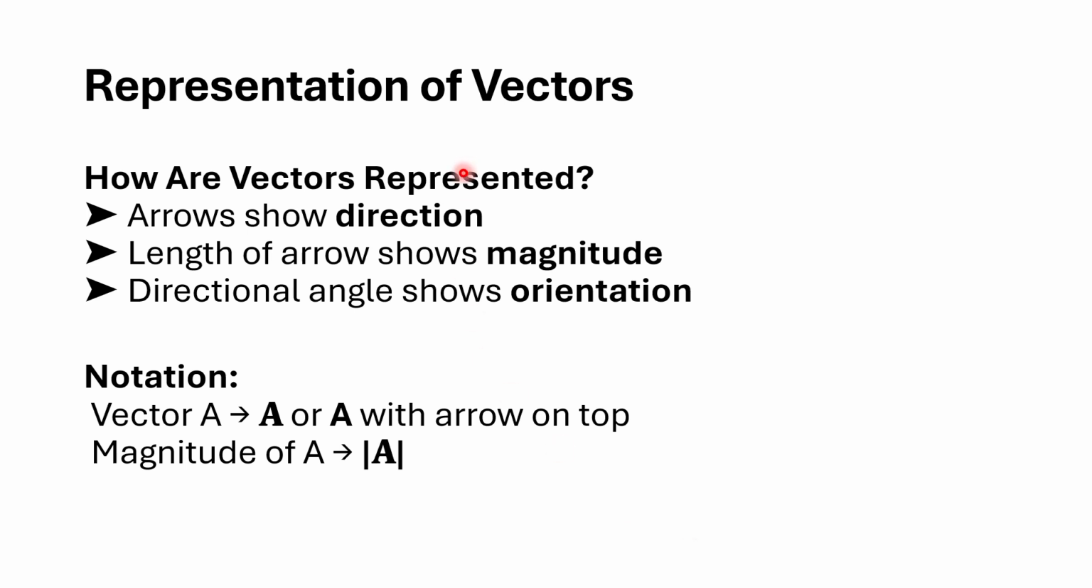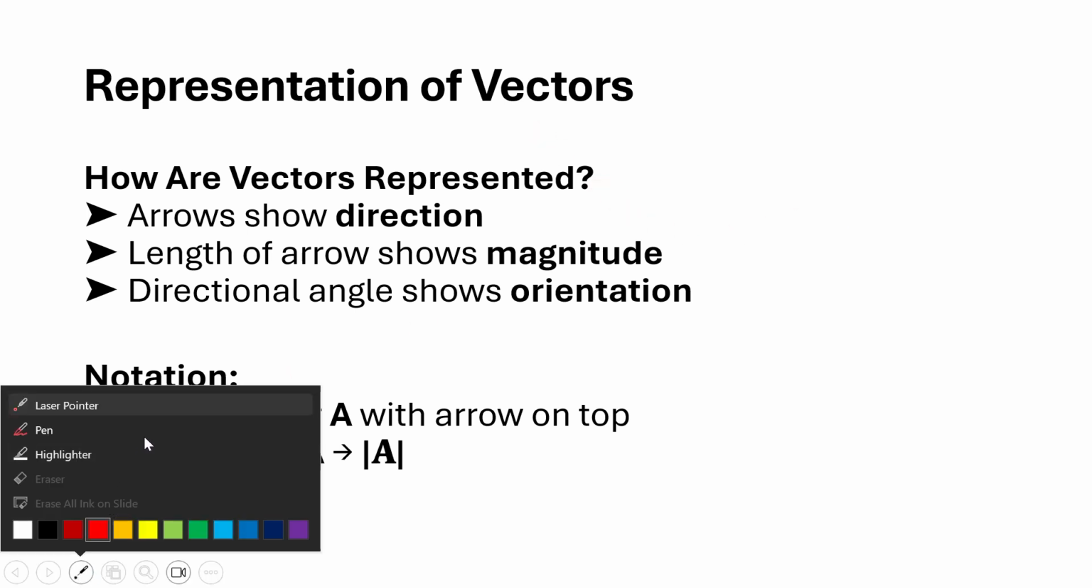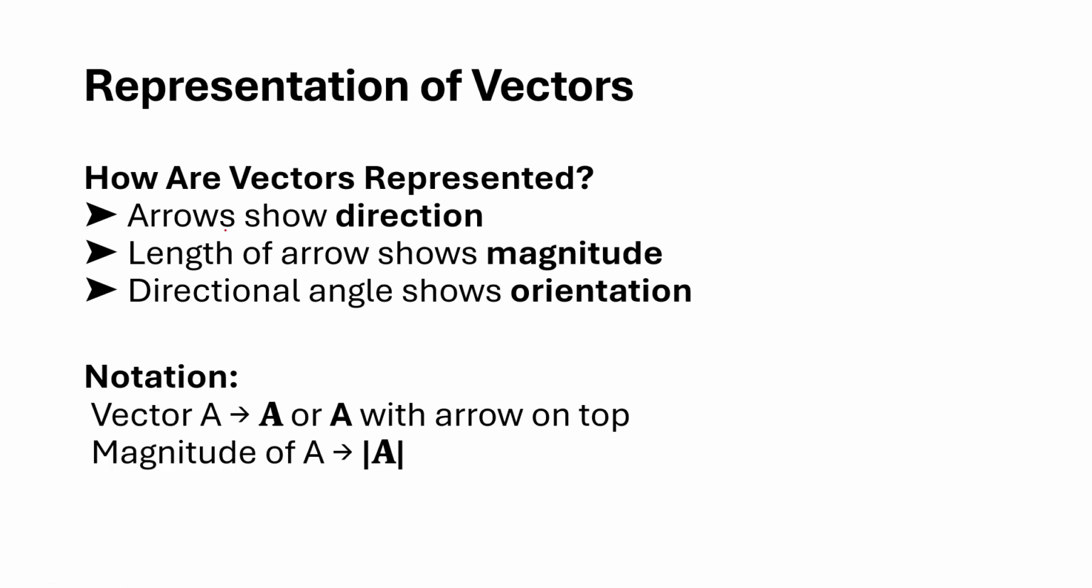Representation of vectors. A scalar is simply represented by a number and its unit, but a vector is not like that. A vector should be specially treated. Here we will have some details. The arrow shows the direction.